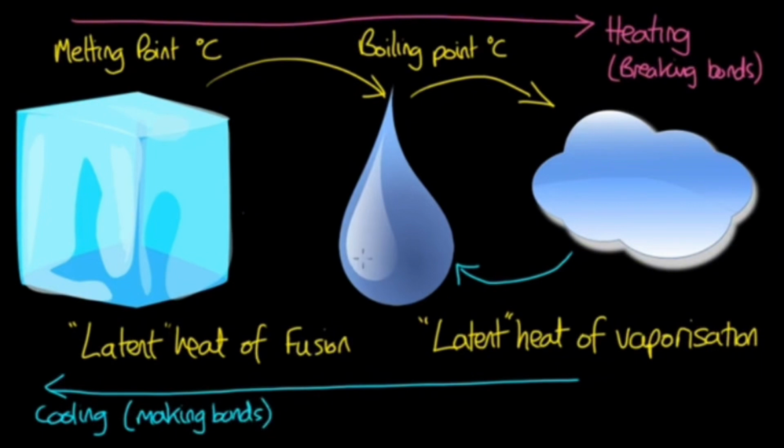When we cool the liquid down and it starts to freeze, then we're making solid bonds. And energy will be released. That energy is called the latent, hidden heat of fusion. And that's the idea of these two phrases. All about making and breaking bonds.